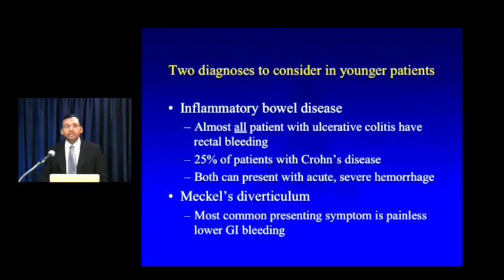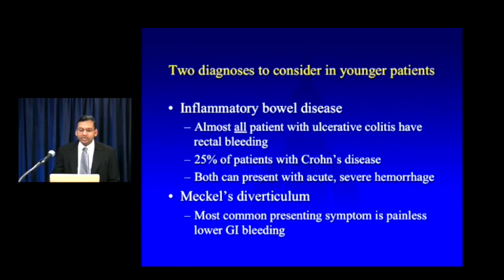Now, what are some diagnoses you want to think about in young patients who present with lower GI bleeding? And the two diagnoses you want to think about are inflammatory bowel disease, which presents with bleeding in almost every patient who has ulcerative colitis, and a sizable percentage, maybe about 1/4 of patients who have Crohn's disease, and in both cases can present with acute severe hemorrhage.